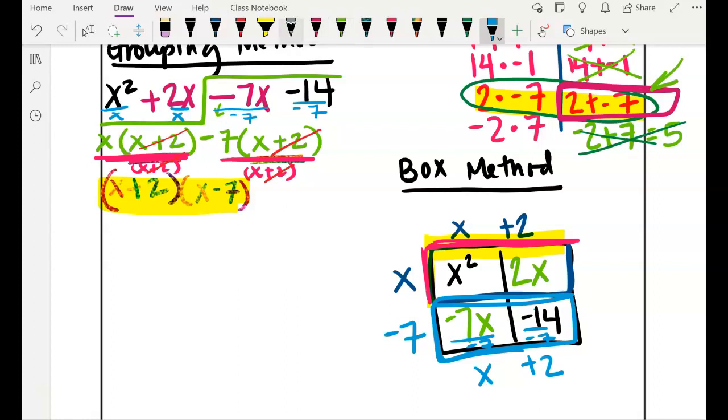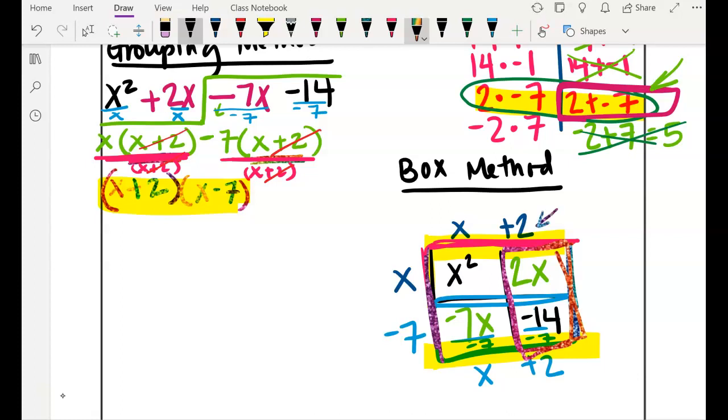So if we look at the big rectangle as a whole, the dimension on the top needs to be the same as the dimension on the bottom, and they are both x plus 2. Well, since this is a rectangle, students, the dimension on the right side needs to be the same as the left side. So if we look at these two right side boxes, as you can see, they both have a 2 in common, so we can factor out 2.